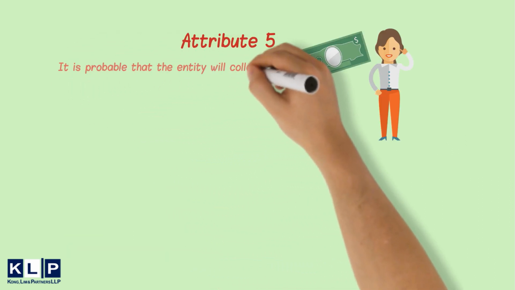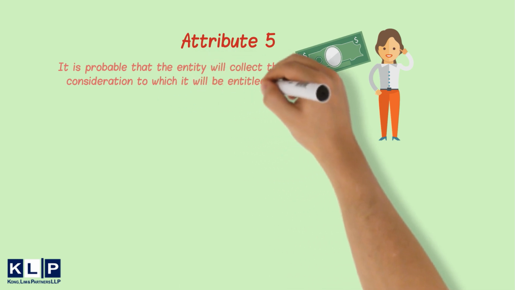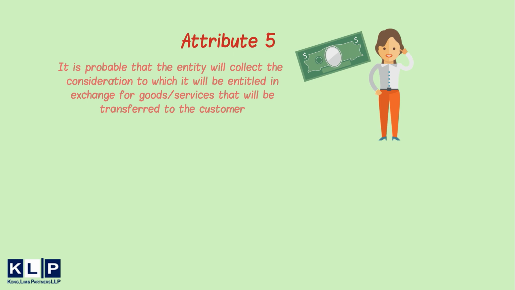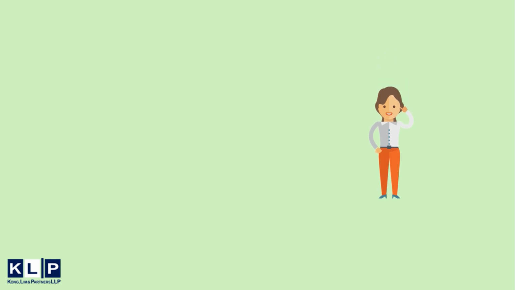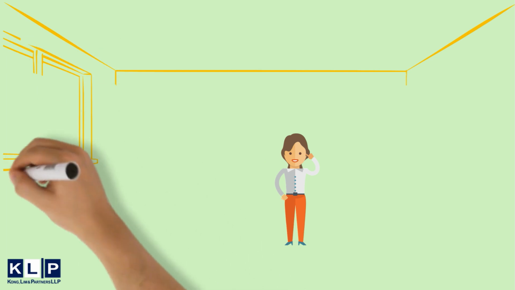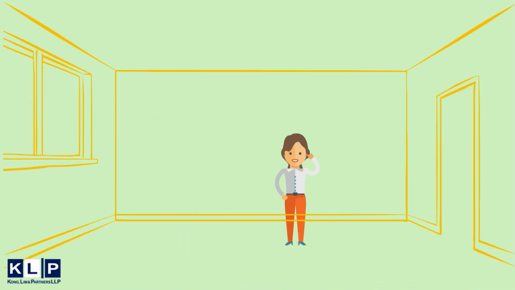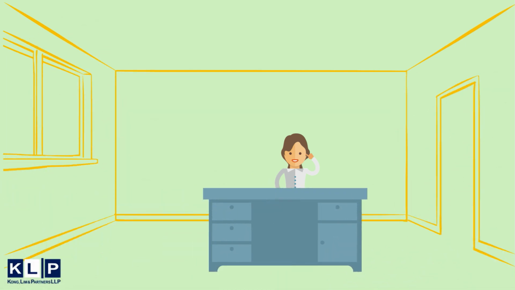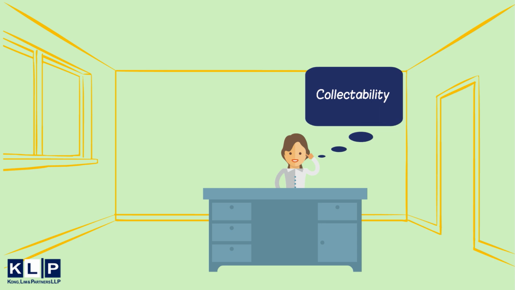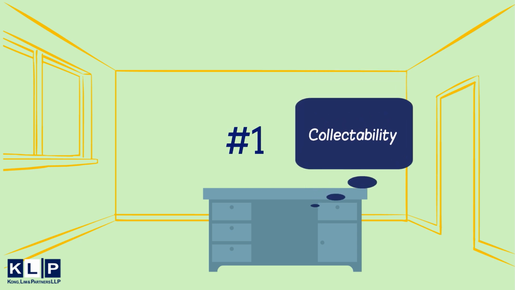The last attribute is that it is probable that the entity will collect the consideration to which it will be entitled in exchange for goods or services that will be transferred to the customer. This attribute is more prominent than past standards for revenue, where revenue would be recognized first and then later collectability would be considered. However, in this new standard, collectability is now the first step in the accounting decision-making process.